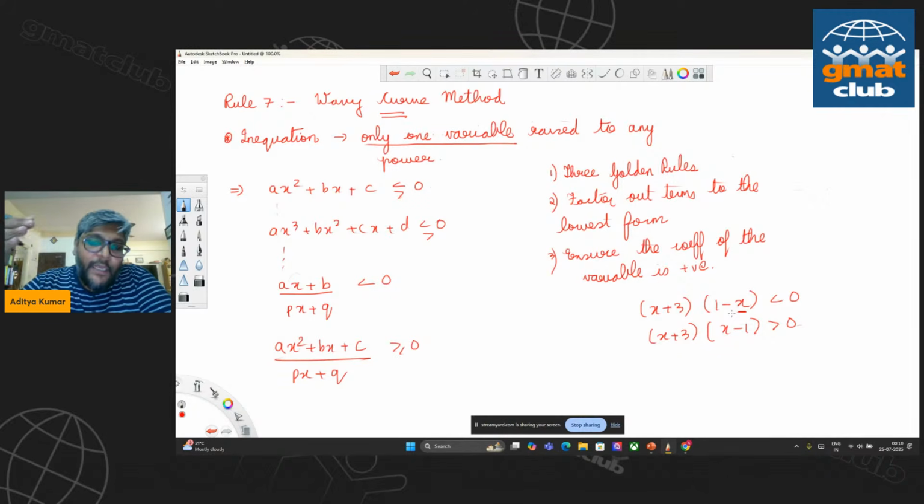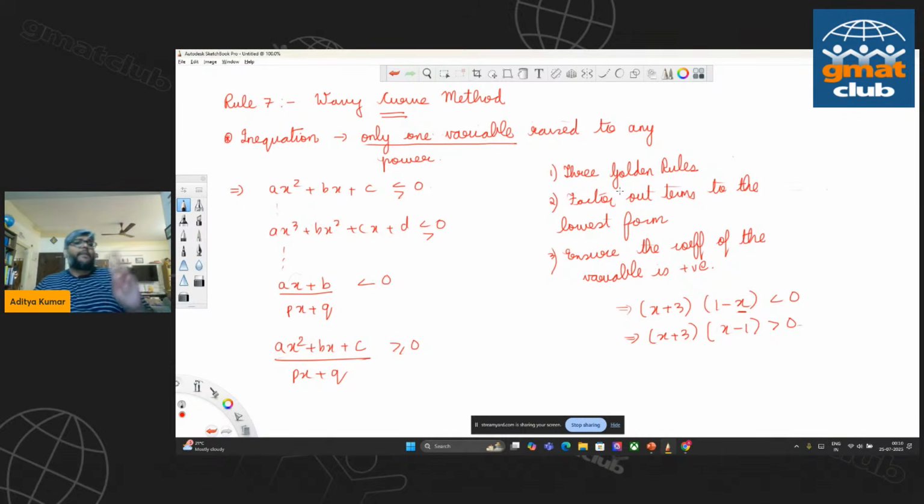The reason for that is, in the process that we are going to use, we are going to place some critical points, the roots, on the number line. If you don't do that properly, you'll have to be careful in putting the roots. So just to avoid any confusion, when you factor things out to their lowest form like this, always try to maintain the coefficient of the variable as positive. Doesn't matter if there is a 2 or a 3 or a 4. As long as it's positive, you will be able to put the roots properly on the number line.